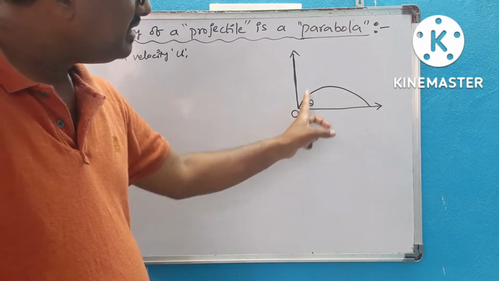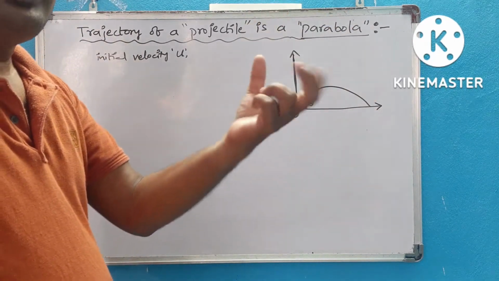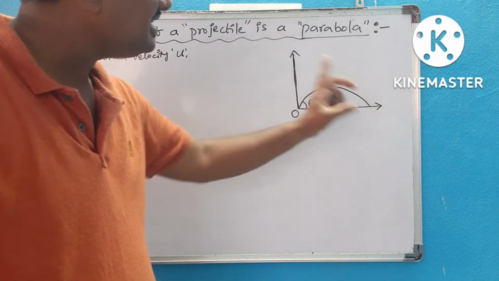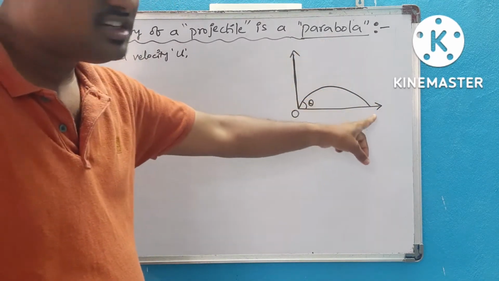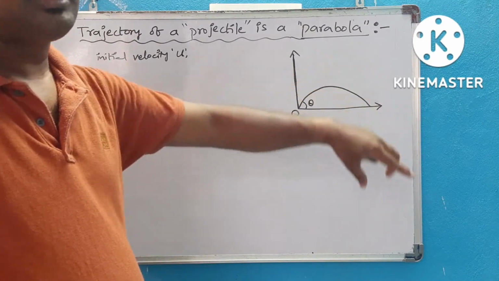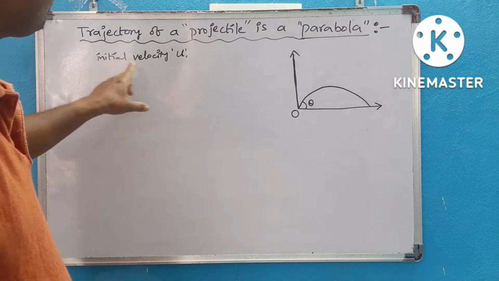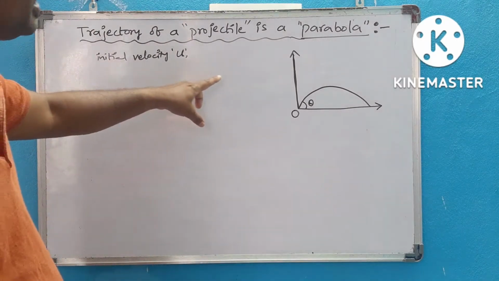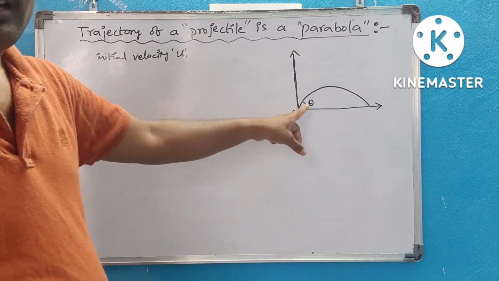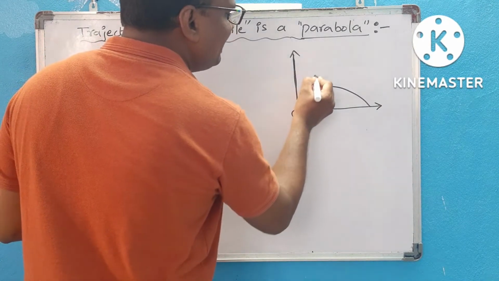Why will it fall onto the ground? Due to the influence of the gravitational force. So the total path is in which shape? Parabolic shape. But here we can prove mathematically that the shape is parabolic. That is our task. So I throw a body with some initial velocity u and some angle theta with the horizontal.